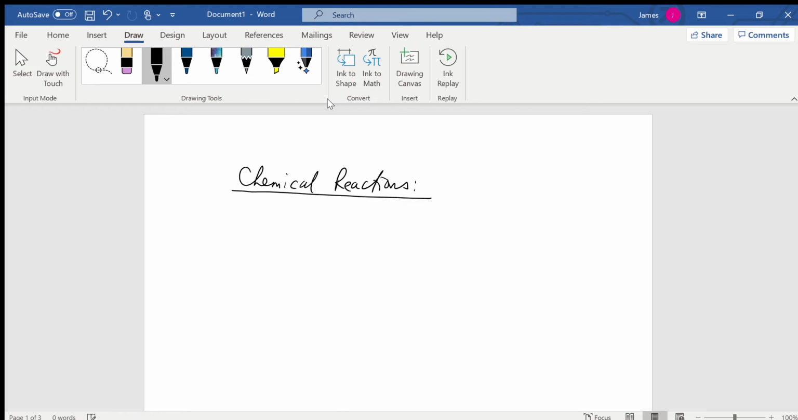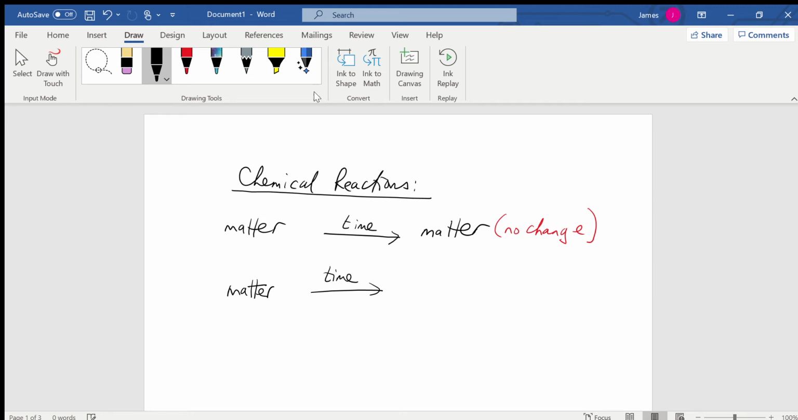So what do we mean by chemical reaction? We essentially mean that over some time period, matter could stay the same. That's possible. So let's say if that happens, let's say there's no change. No change is definitely an option. But what's also possible is that over time, matter can give a different type of matter. And there is a change.